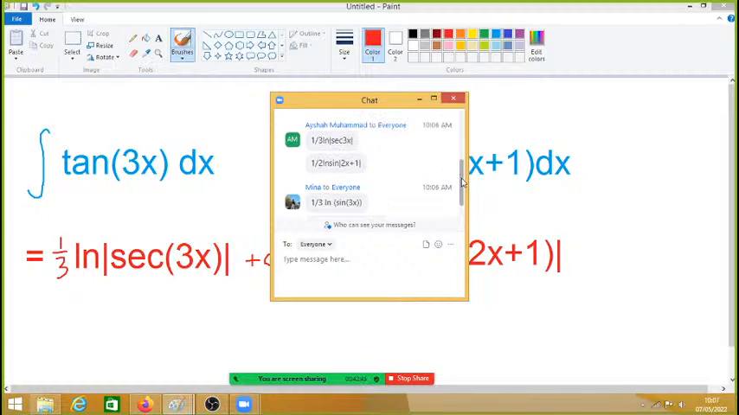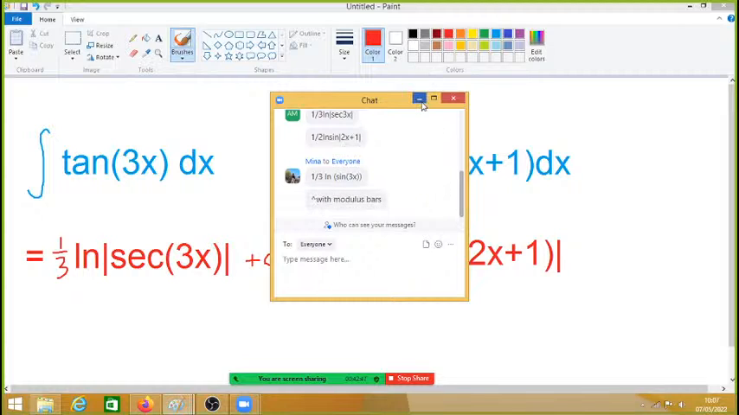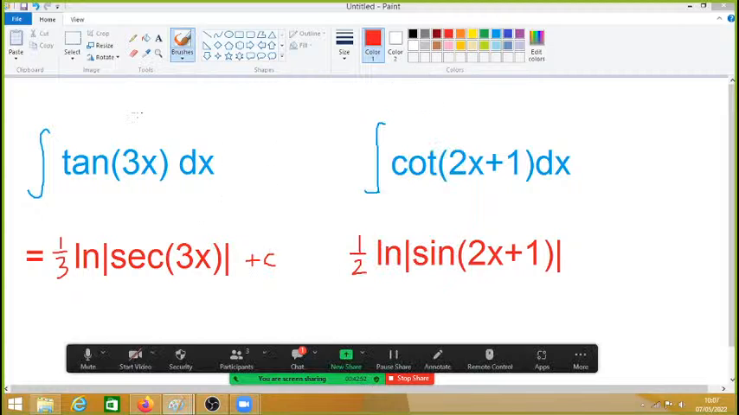Okay, good. No worries if you haven't got the modulus bars, that's fine. Okay, good. All your answers are good. Just remember that for harder questions, we would need to put the plus c at the end, but for now, that's fine.